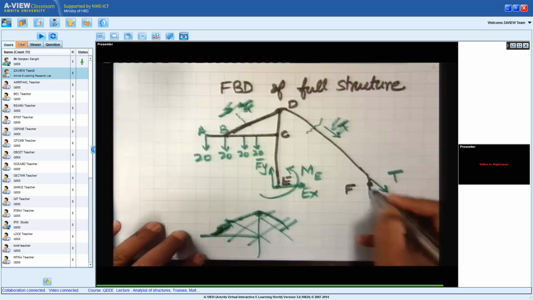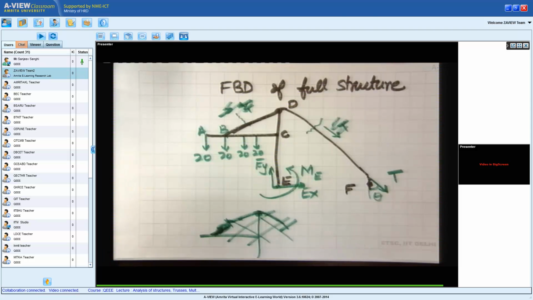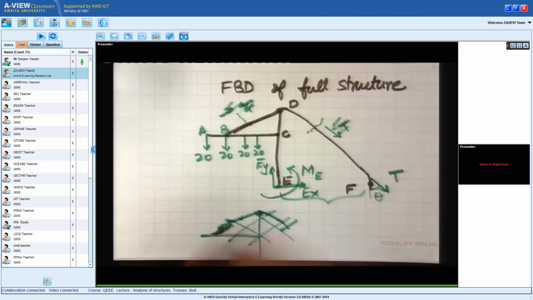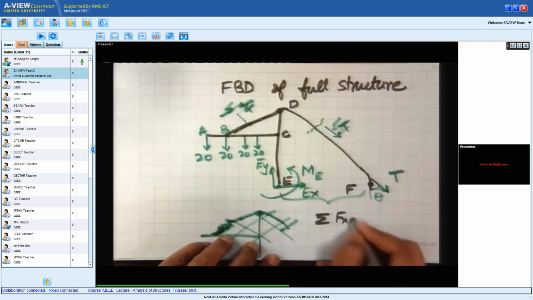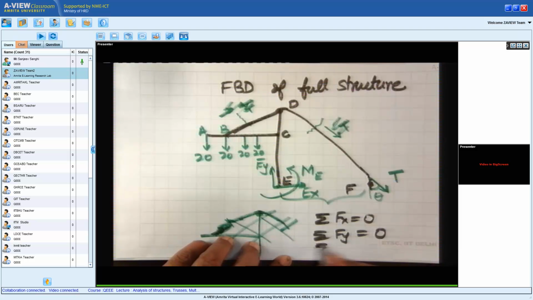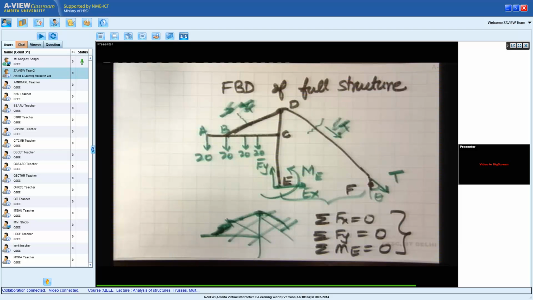Now if we assume that this angle theta is given to us, and all these lengths are given to us, length EF is given, the height ED is given, then we will just use three equations. We will use sigma Fx is equal to 0, sigma Fy is equal to 0, and sum of moments about E is equal to 0 to get our answer.